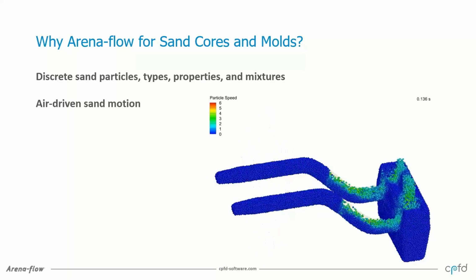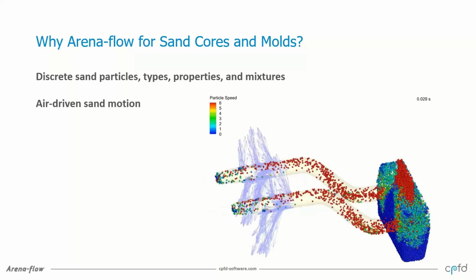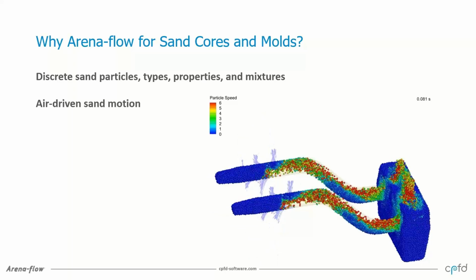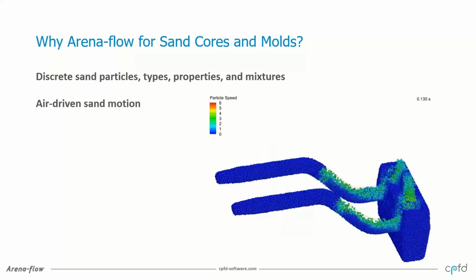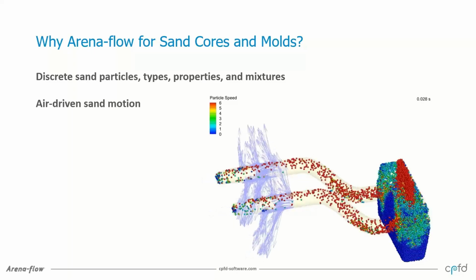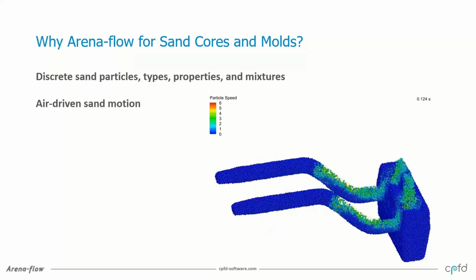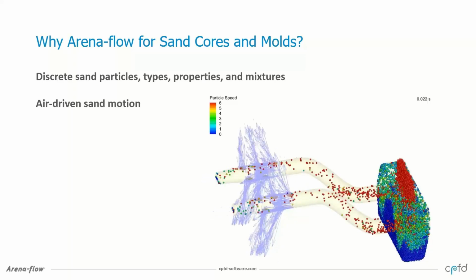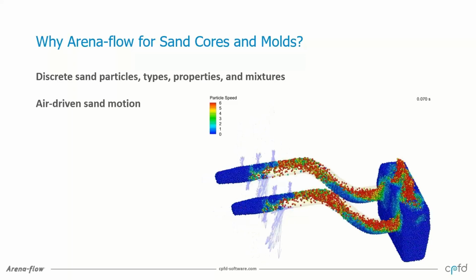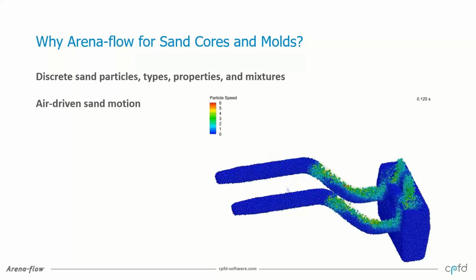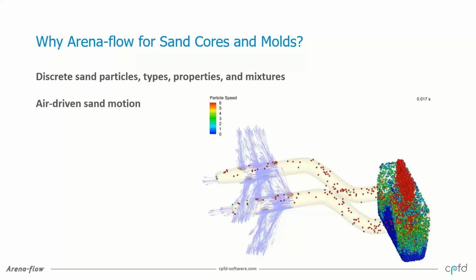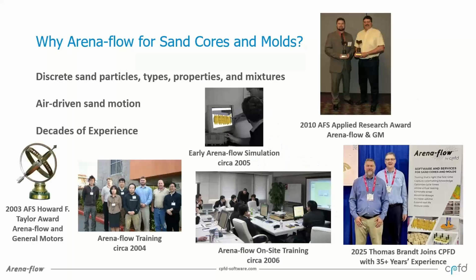But as those vents start to get covered with sand, now the airflow decreases, and you have less airflow to move that sand, and the sand starts moving more slowly. And this is really the heart, and while it's easy to visualize, this is really the heart of Arena-flow. And while it's easy to visualize on a simple core like this, it's really what's happening inside a lot of the complex geometry, and we're able to compute that.